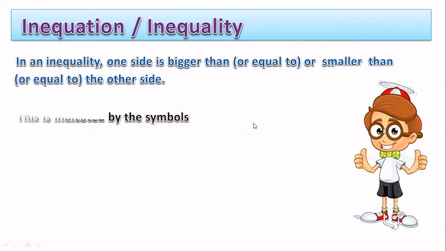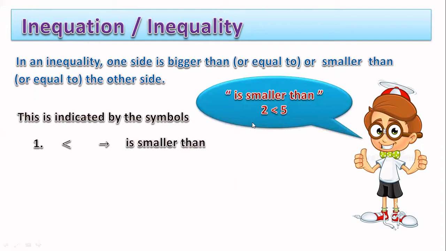Now, in the case of inequation, the parts are indicated by these symbols. There are various symbols that are used in inequations, so let's try to understand them one after another. Our first symbol, as you can see on your screen, is read as is smaller than. To make it clearer, here is a small example: 2 is less than 5. Yes, it is correct, 2 is less than 5, and we read it like this. The meaning of that symbol is less than, or smaller than. Now let's understand the second symbol.